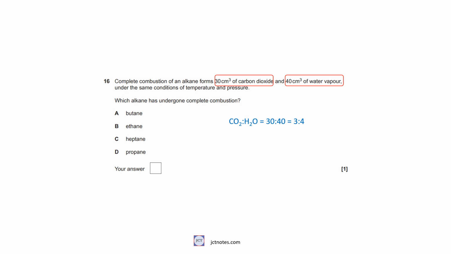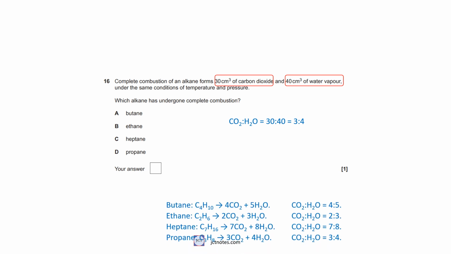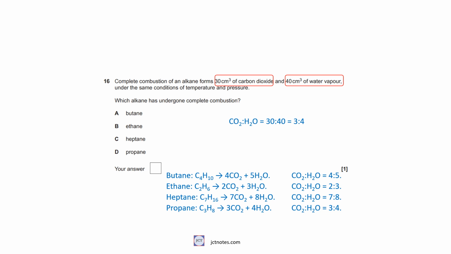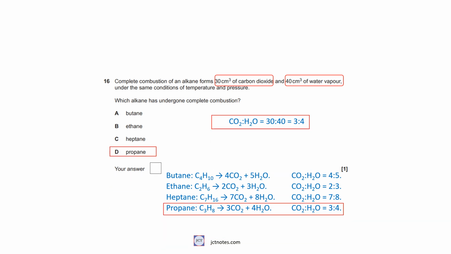The number of moles of carbon dioxide and water depend only on the alkane, not on the number of moles of oxygen, and we can find these numbers using the complete combustion reactions of the alkanes. We don't need to adjust for oxygen. Remember that we are not tested by showing our work in section A. For butane, the proportion is 4 to 5. For ethane, it is 2 to 3. For heptane, it is 7 to 8. And for propane, it is 3 to 4. Therefore, it is propane. The answer is D.